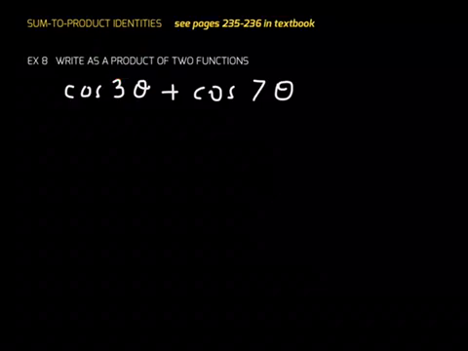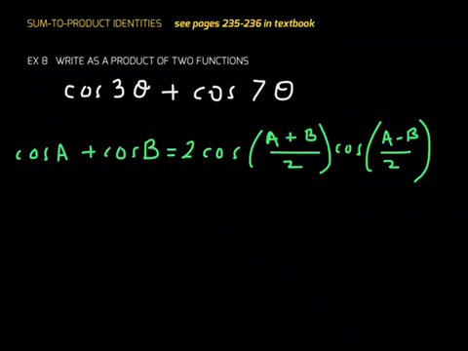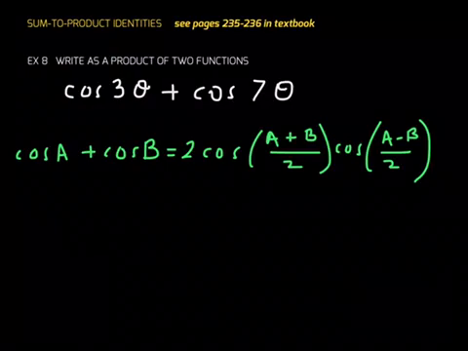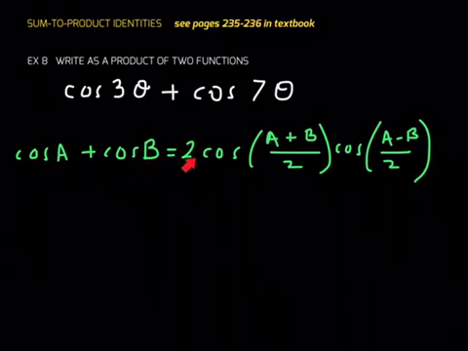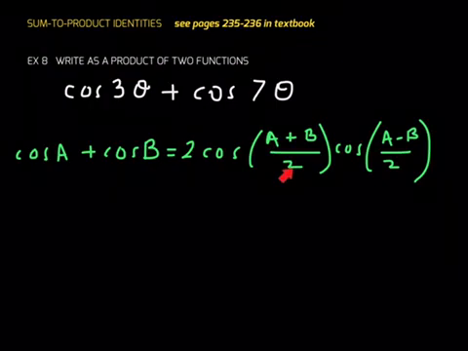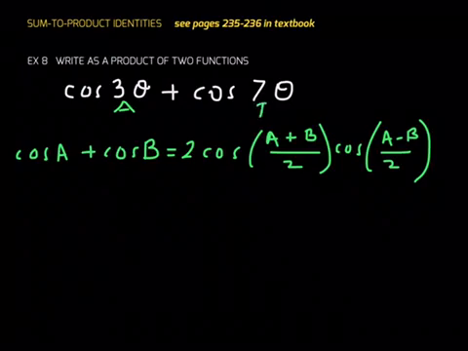product of 2 functions. Now, if you look at page 236 in your textbook, you will see which identity I'm about to use. I'm going to write it down for us right now. This is the identity that you and I are about to use to rewrite this sum as a product. So notice that cosine of A plus cosine of B is equal to 2 times cosine of (A plus B) over 2 times cosine of (A minus B) over 2. Now, in this example, 3 theta would be your A, and 7 theta would be your B value, when you apply the identity.